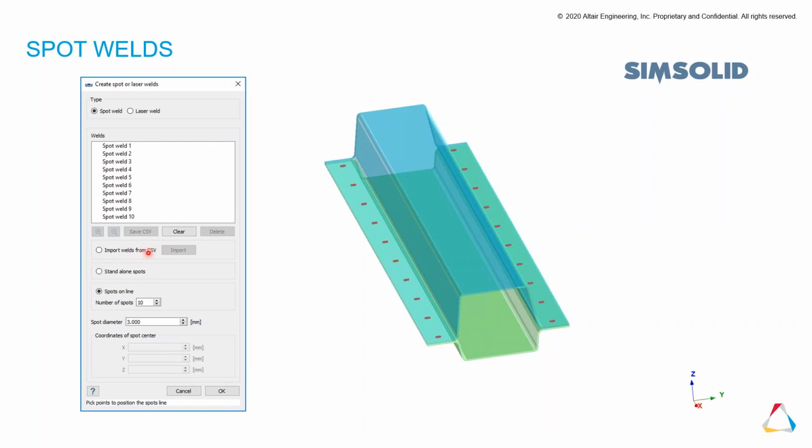So if you already have the spot locations in your CAD software, you can just export them out in CSV, the XYZ coordinates, and we can plot them immediately here. Or you can also do standalone spots, so you can go around the geometry and click where you want to apply the spots. Okay.